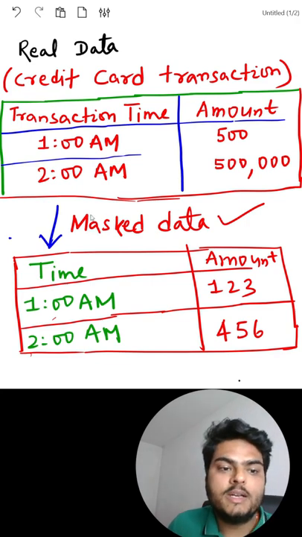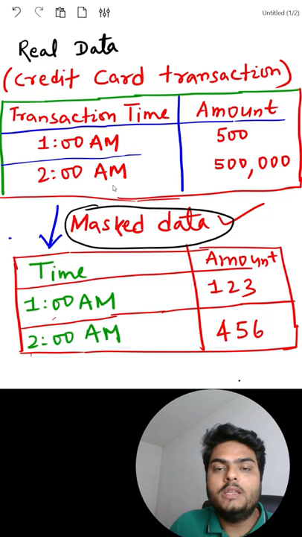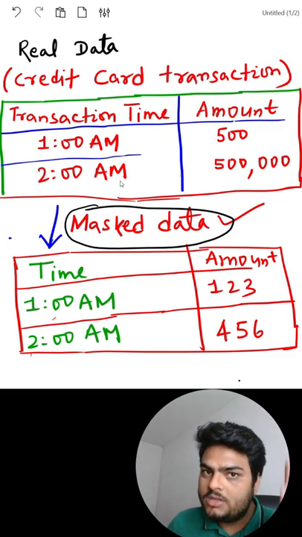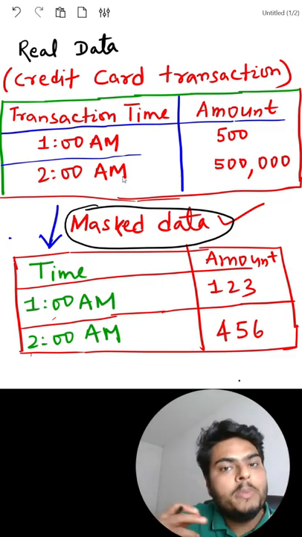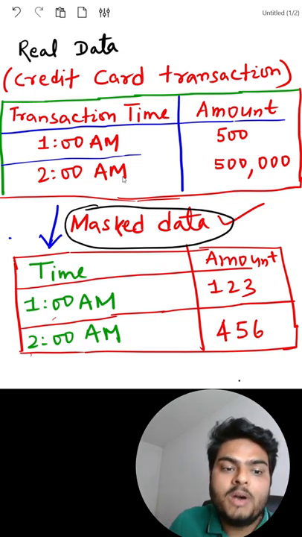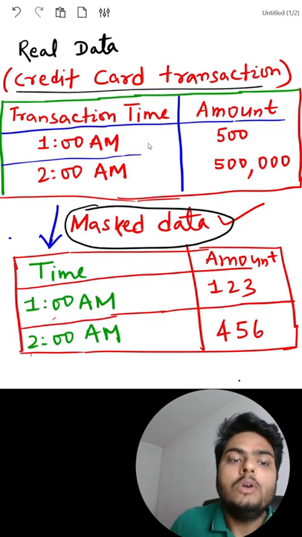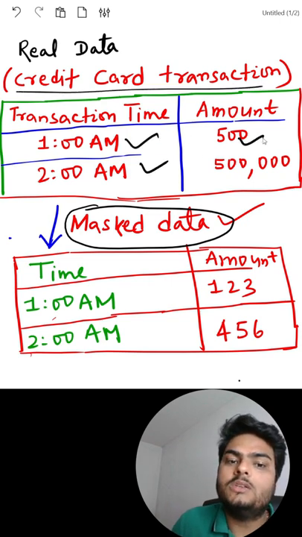Now, what is mask data, guys? Many a times in the financial world, especially, the credit card companies or the financial institution will not be very open to share their data with you. And what they will do is they will mask the data. For example, here this is a credit card transaction real data where we have transaction time and transaction volume.